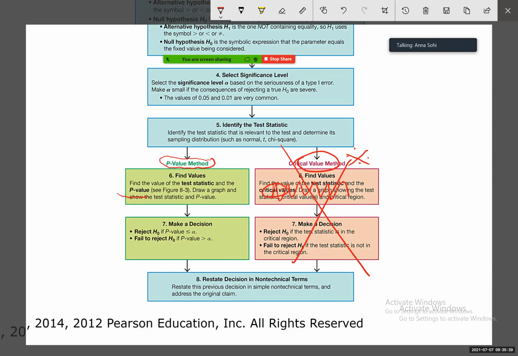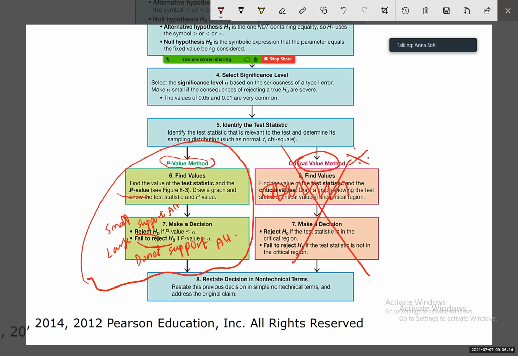If the p-value is small, you reject the null and you support the alternative. If the p-value is large, you fail to reject the null and you do not support the alternative. So what I want you to do is write this part of the procedure. Please write it out, and then we write a decision with non-technical terms.